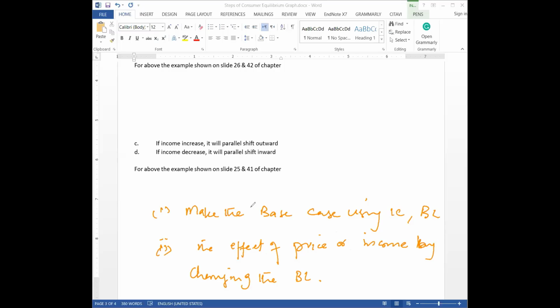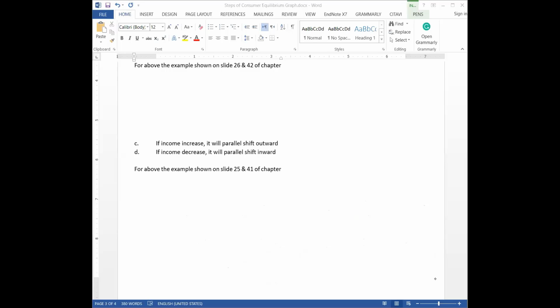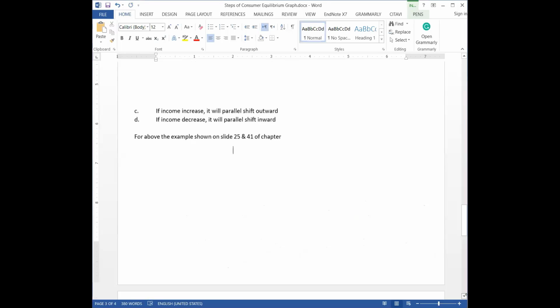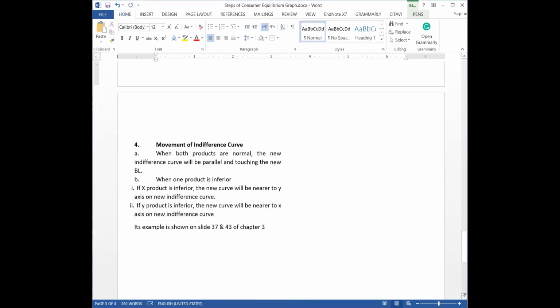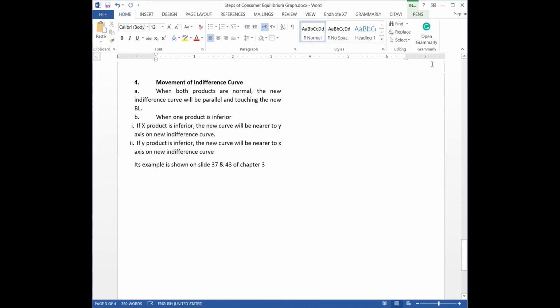what will be the new indifference curve, where it will be, how to find that point. So in the third step, now we are going to the next slide, next page to talk about the last step. Hopefully after that it will be clear regarding how to do it. So the last step we are talking about is moving the indifference curve.